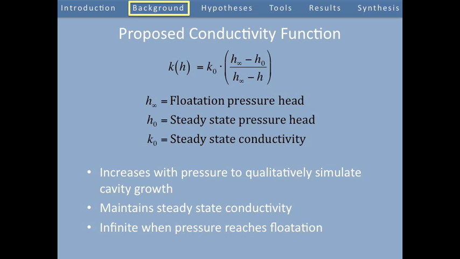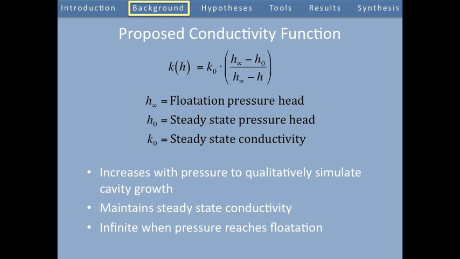The task we are now left with is determining an appropriate function for the hydraulic conductivity. I'm going to follow Mark Fahnestock and use the following function. It's a product of the background conductivity measured during the background pressure head, multiplied by the flotation pressure head less the background pressure head, normalized by the flotation pressure head less the present value of the pressure head.